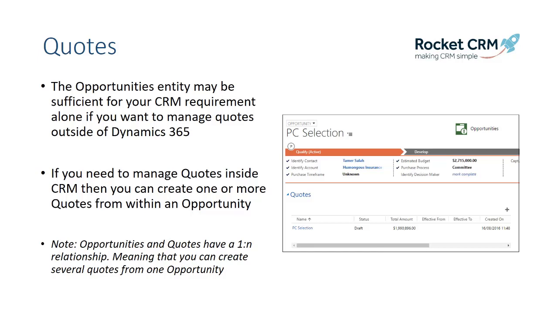You can have multiple quotes against an opportunity, and you can set your quotes to have different stages as well. So different statuses such as in progress or active or closed. The opportunities and quotes have a one-to-many relationship, so you can create several quotes. To create a quote on an opportunity, you just click the plus sign on the grid and it will create a quote for you. It will pull all the line items into your quote from your opportunity.